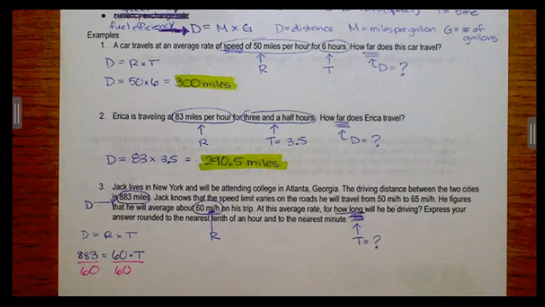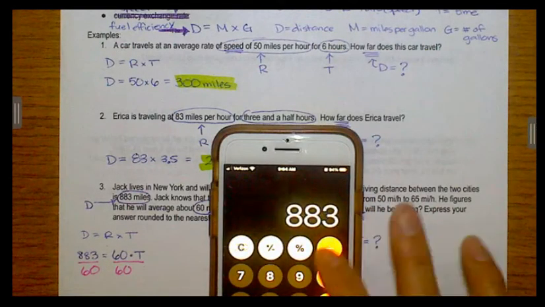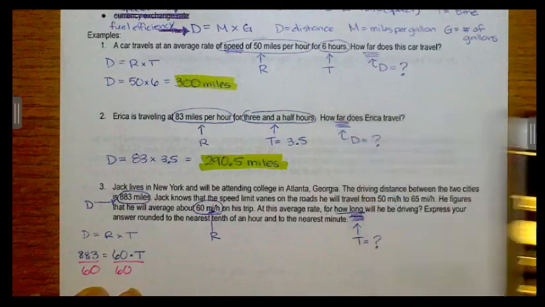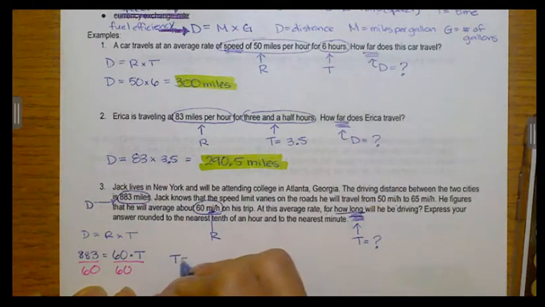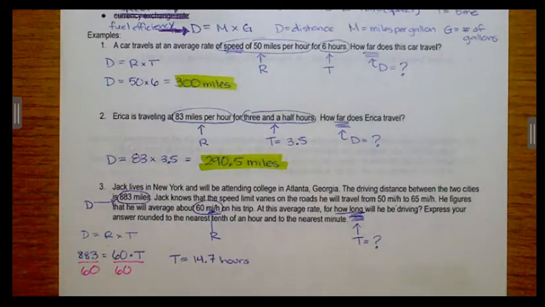I'm going to get my calculator out. And let me see what we end up with. We get 883 divided by 60. So that's 14.71667. It told me to round my answer to the tenths place, which means I'm going to cut it off right there. And I'm going to look at this number. It's telling me to leave the 7 alone. So I'm just going to use that t is about equal to 14.7. And it's a time, so this is in hours.